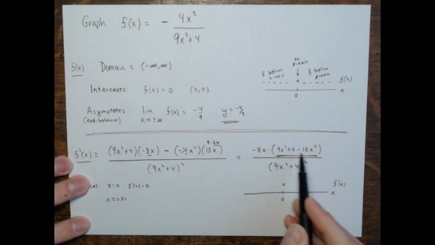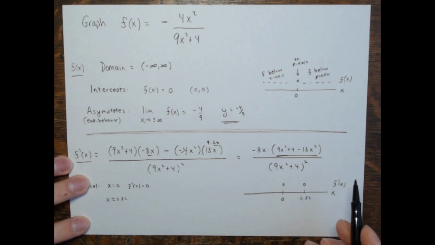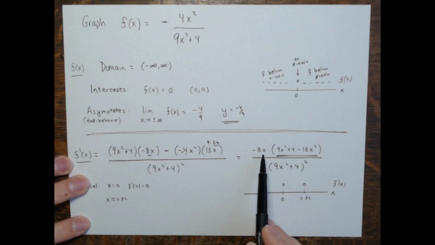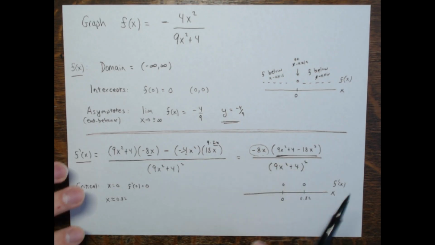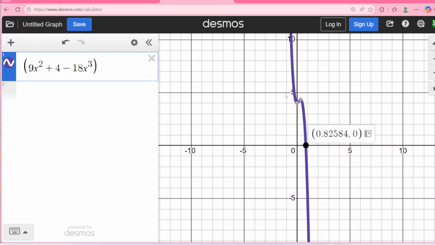So that makes the numerator 0. And the denominator will never be 0. Again, this is 9x squared plus 4. Now the value of the derivative over here, when I plug in values less than 0, that'll make this a positive number. And we saw in our graph there that this cubic is positive to the left of 0.82 and negative to the right of 0.82.